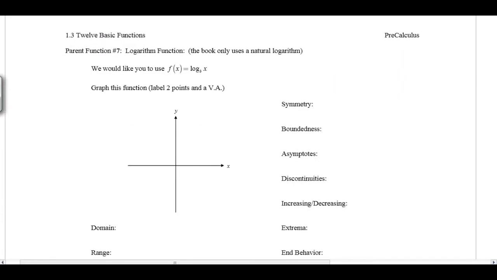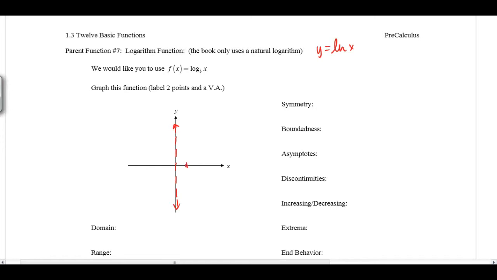All right, what about a log function? Now again, I might as well do log of any base. Your book will just do the log of base ln. It'll just do natural log, so log base e. But let's do any of them. The 2 points, and it will have a vertical asymptote right here at 0. So at x equals 0.